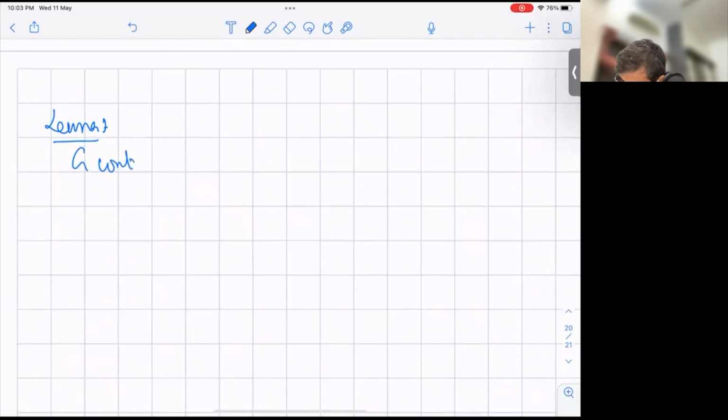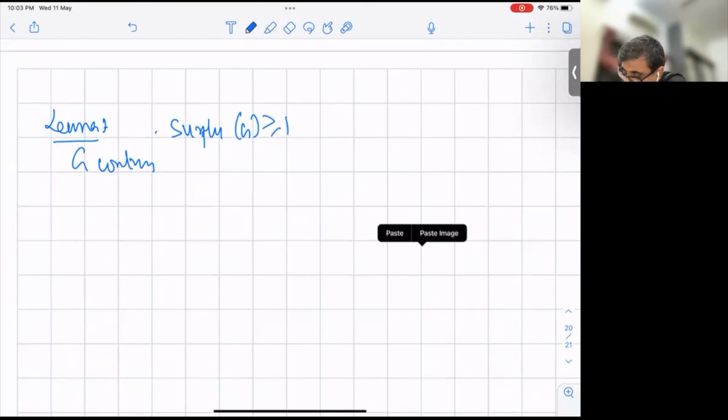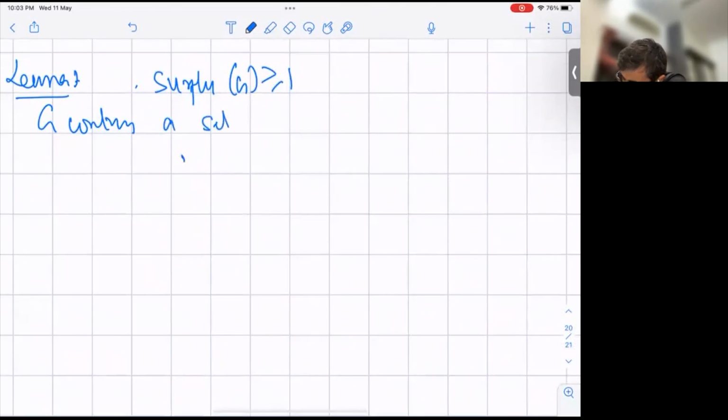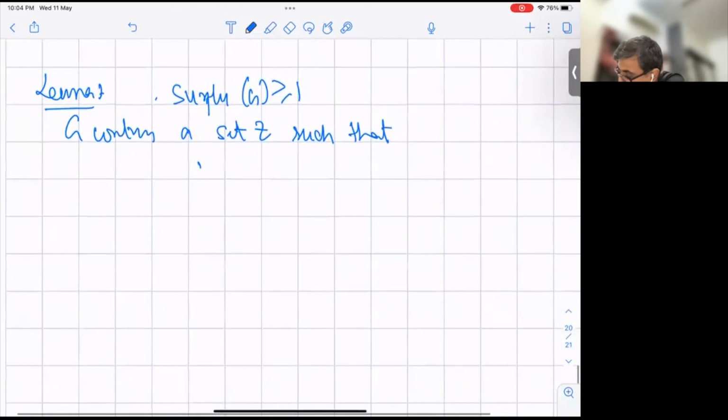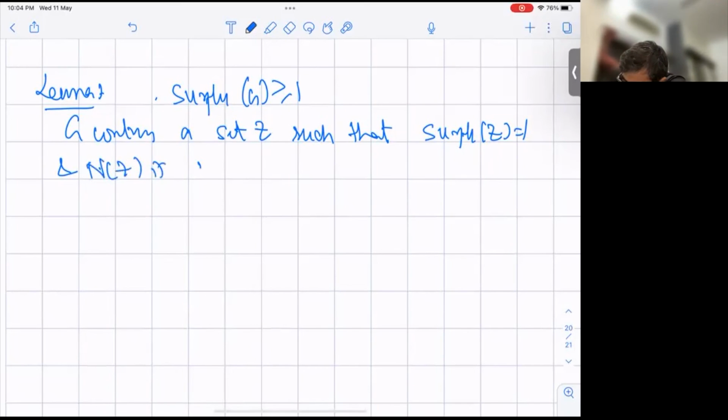So what is the property? The surplus of G is at least 1. So you have to assume this. Okay. So G contains a set Z such that surplus of Z equals 1, and N of Z is an independent set.